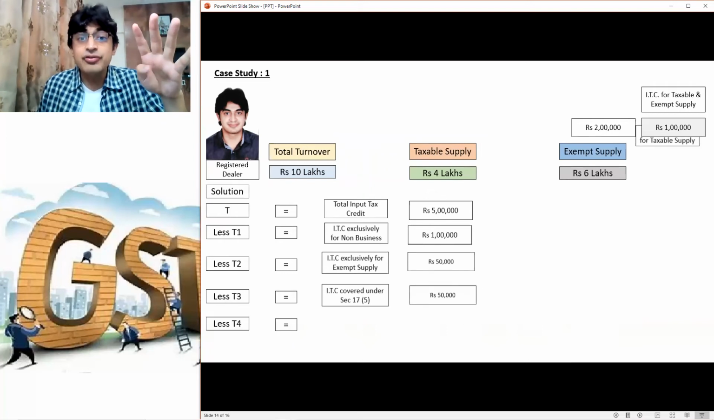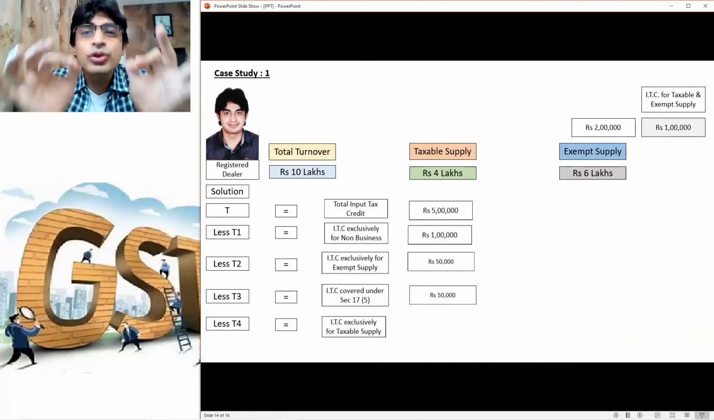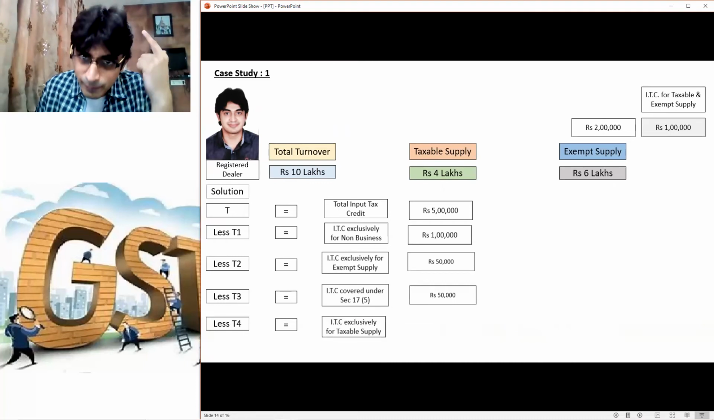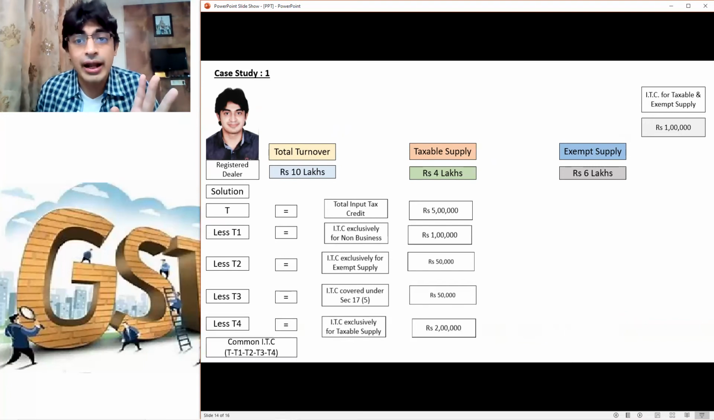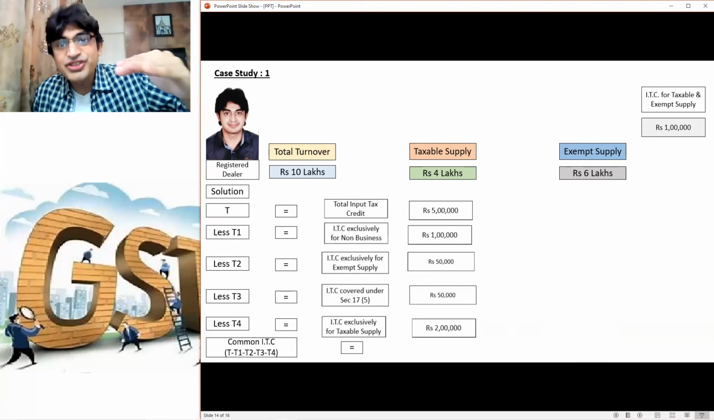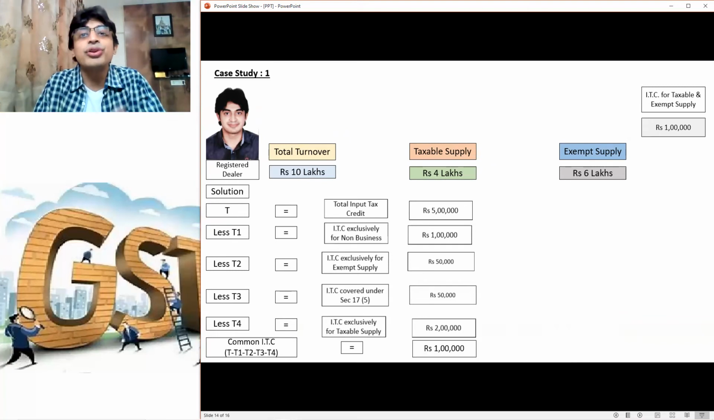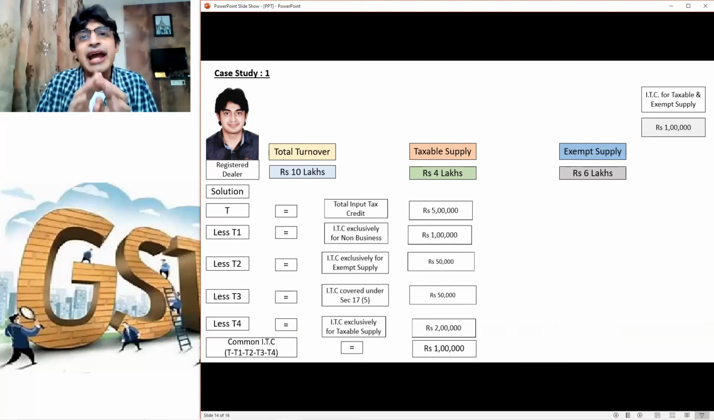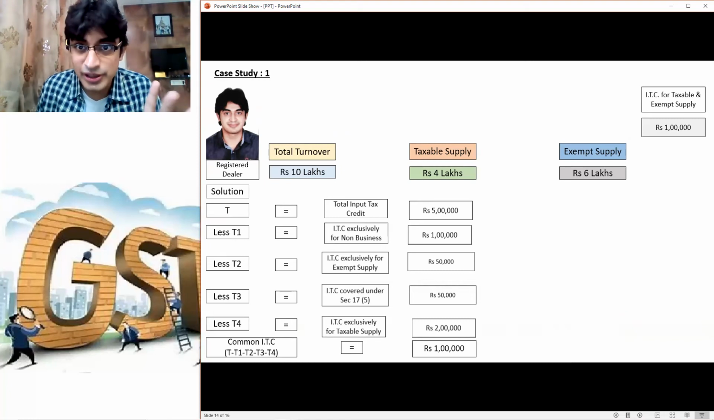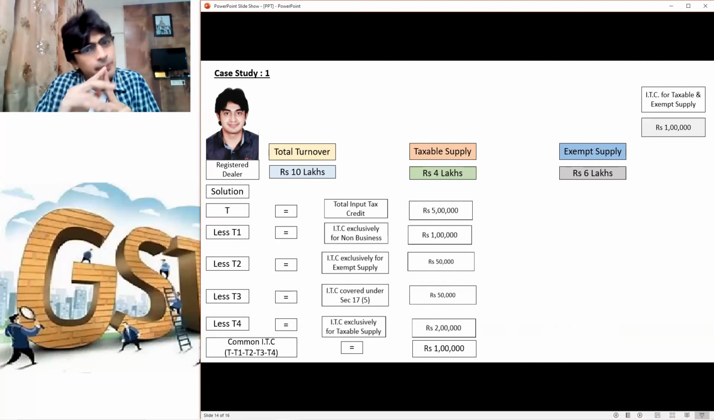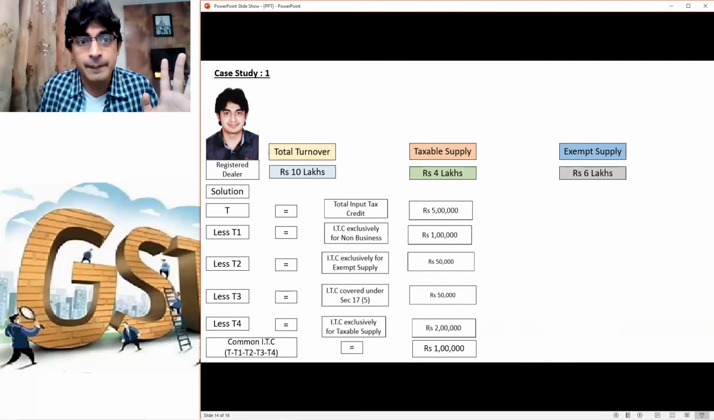T4 is ITC which is fully allowed because it is exclusively for taxable supply. This you will get fully, but this is not common. So right now I'm reducing it. 2 lakh. So T minus T1 minus T2 minus T3 minus T4, this 1 lakh is the common ITC which is used for exempt supply as well as taxable supply, which is used for business purpose as well as non-business purpose.